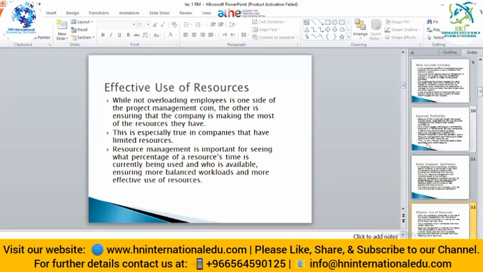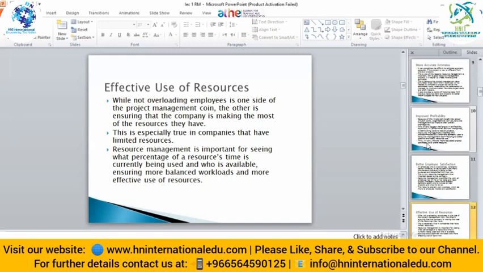So not overloading the employees is one side of project management. The other is that we are ensuring companies make the most of the resources they have. We are not hiring new persons for a new project. We are managing the work according to the availability of our employees. We are utilizing our employees in an effective way.